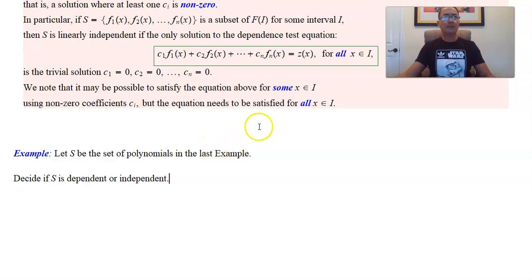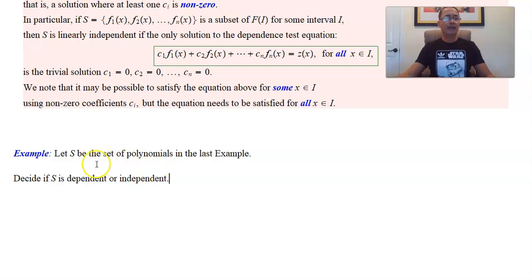Okay, so what I want to warn you about is that it may be possible to satisfy this equation for some of the input numbers in the interval I. But that's not enough. You must satisfy this equation no matter which x you plug into the left side of the equation. The right side is always going to be 0. So you have to keep that in mind.